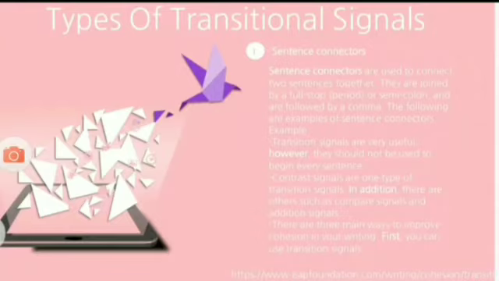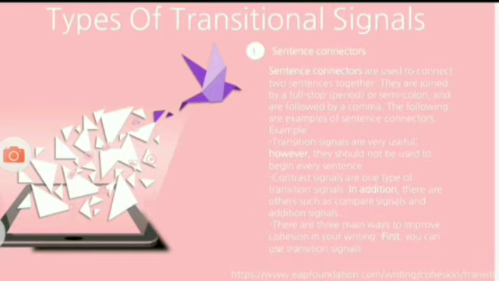Good evening, I am Emilia. I will explain about the types of transition signals. In one, sentence connectors are used to connect two sentences together. They are joined by a full stop, or period, or semicolon, and are followed by a comma. The following are examples of sentence connectors. For example, transition signals are very useful. However, they should not be used to begin every sentence.